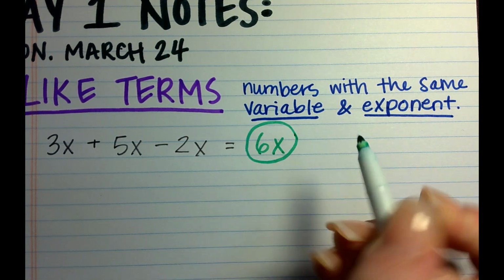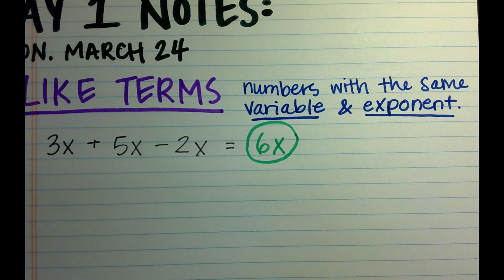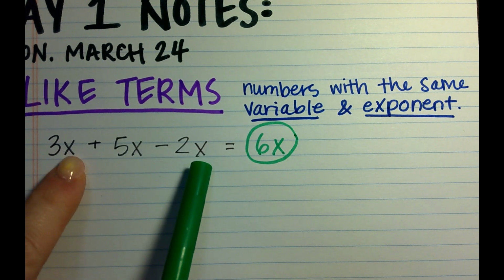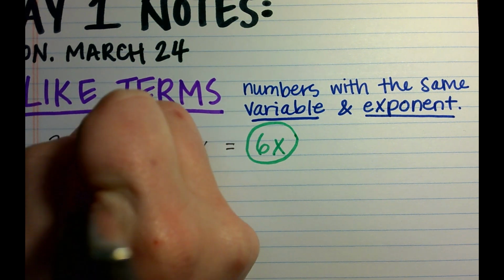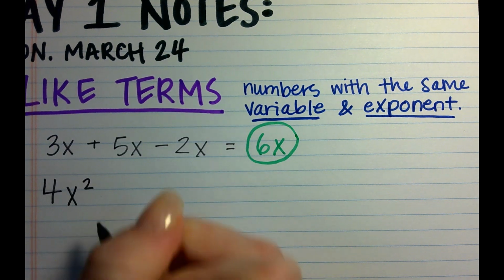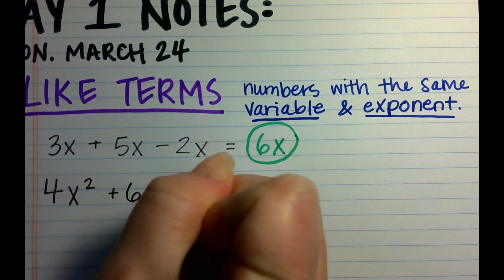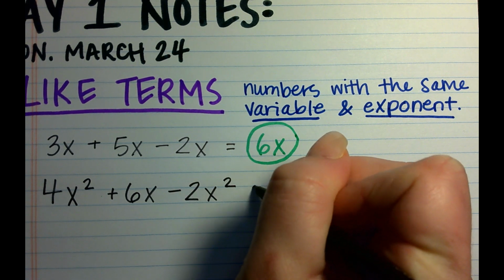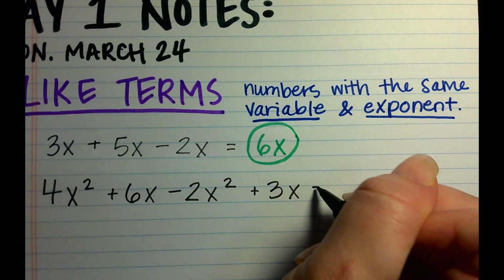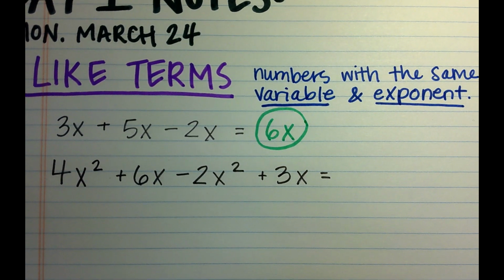So this is an example of a problem where we can combine like terms because the letter is the same. We can add the numbers and subtract the numbers. Okay. What if I gave you, though, something like this? 4x squared plus 6x minus 2x squared plus 3x. Okay.